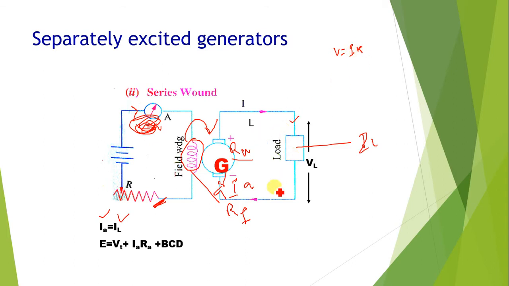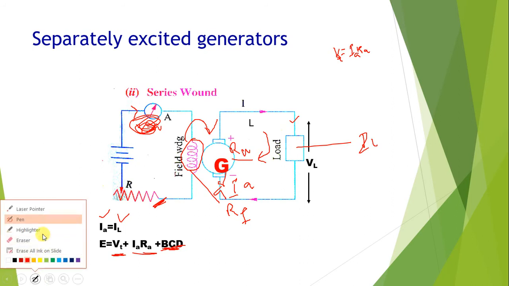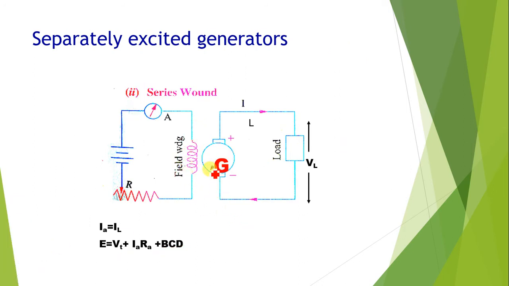Here the voltage across this whole circuit is Va, which is generally equal to IaRa, right? So the total voltage is Vt plus IaRa plus BCD. What is this BCD? BCD stands for brush losses. In separately excited generators we have brush losses also. Brush losses are always there at both ends. These brush losses are called BCD losses.